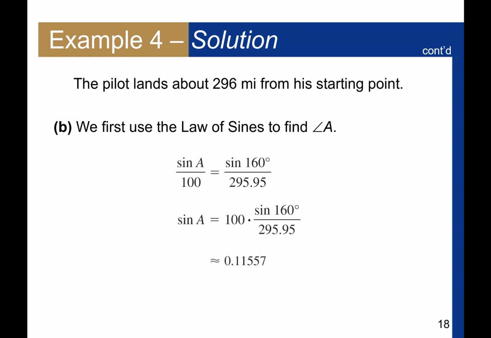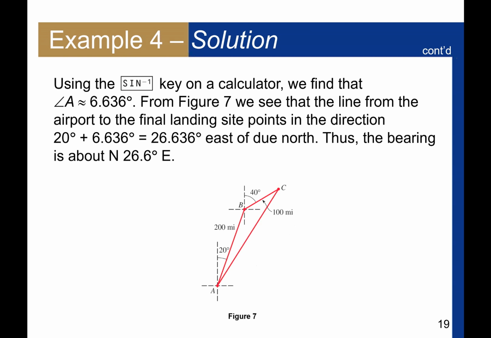The sine of angle A is 0.11557, and so on. Take the inverse sine. We find angle A is about 6.636 degrees. But again, that's this angle here added to the 20. So that gives us a total angle of rotation there of 26.6. So here is the bearing. North, 26.6 degrees to the east. Again, make sure that you're using that same format.